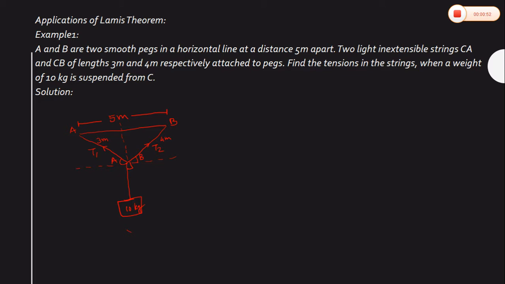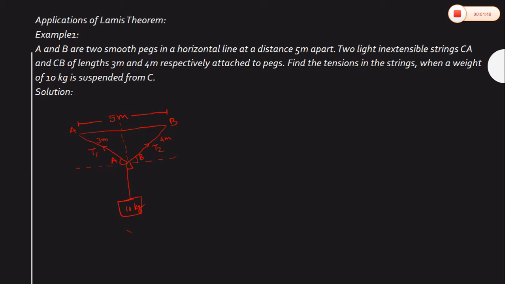So for this purpose, I'll show you in the figure. This is a peg A and peg B, and we have joined these two by the horizontal line, which is 5 meter long. Now this is a point C. These two strings, AC having length 3 meter, and BC having length 4 meter, and then attach a force or weight 10 kg at this point, vertically.